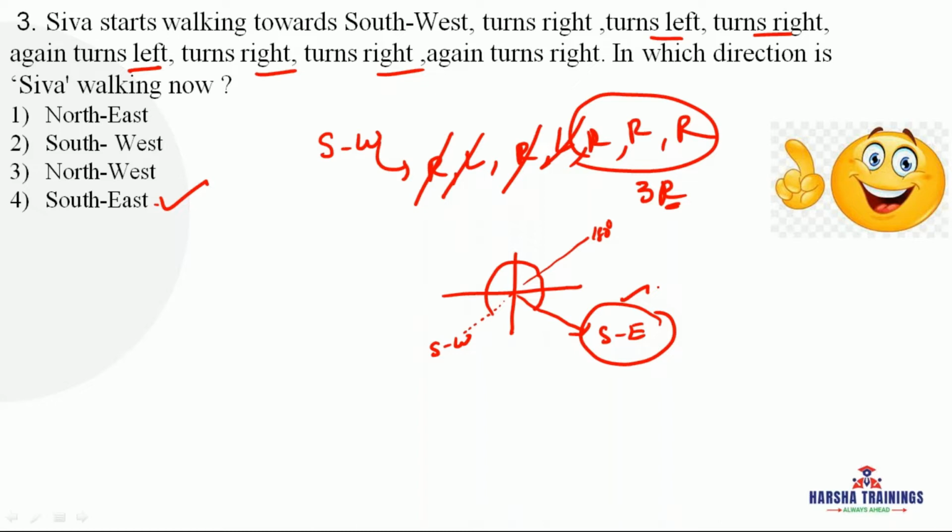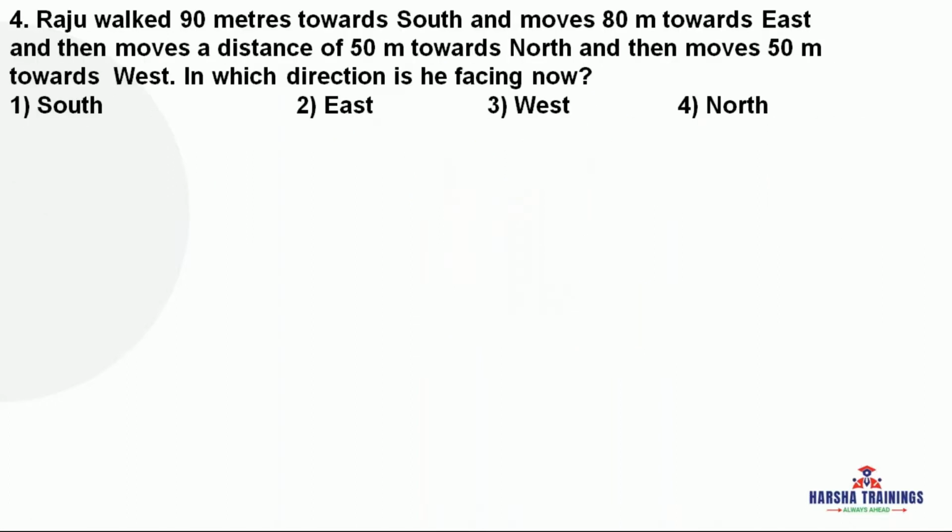So any doubts regarding this question? Yeah, southwest. It is a clockwise, right? So 45, 45, 90. Okay, 45, 45, 90, 180. So 45, 45, 90, 270. Okay, so any doubts regarding this question? No. And move on to next one.